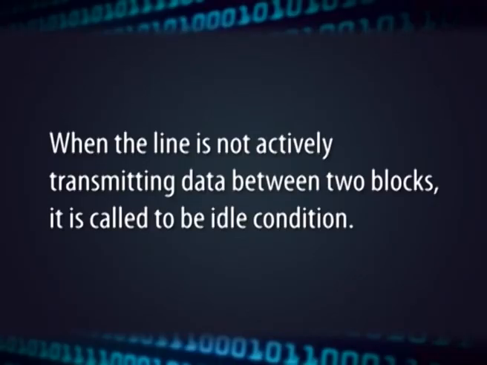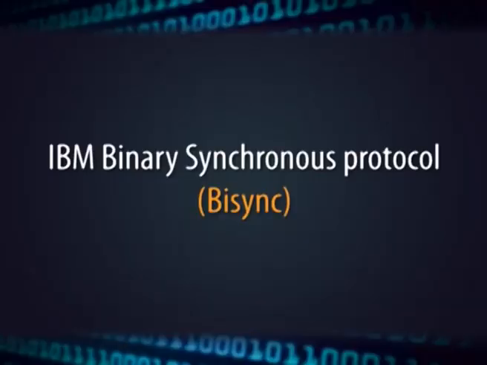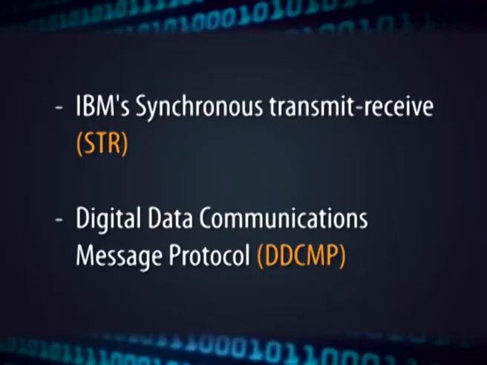Assume that the sender node sends a long block of data. After that there is a pause and then the next block will be sent. When the line is not actively transmitting data between two blocks, it is said to be in idle condition. This idle period is used to synchronize the receiver clock to the transmitter clock by transmitting a sequence of synchronous idle characters. A certain number of idles are always sent prior to each burst of transmission. The IBM binary synchronous protocol, also known as BiSync, is one such old protocol still in use. Other significant examples of byte oriented protocols are IBM's synchronous transmit receive, STR, and digital data communications message protocol, DDCMP, from Digital Equipment Corporation.